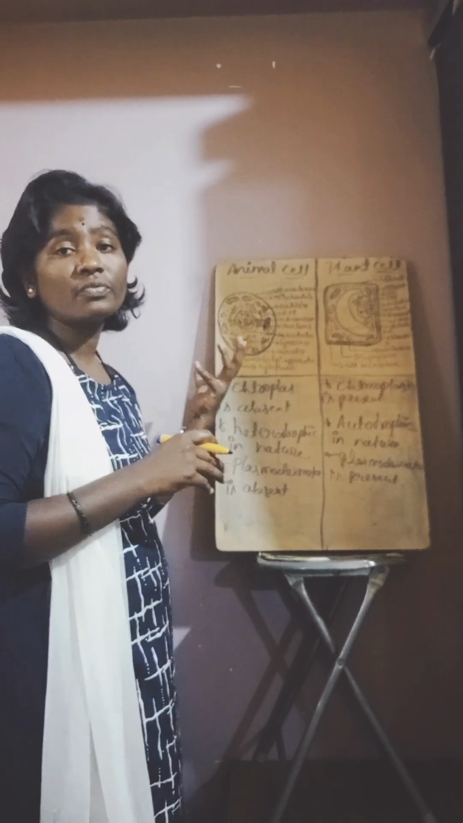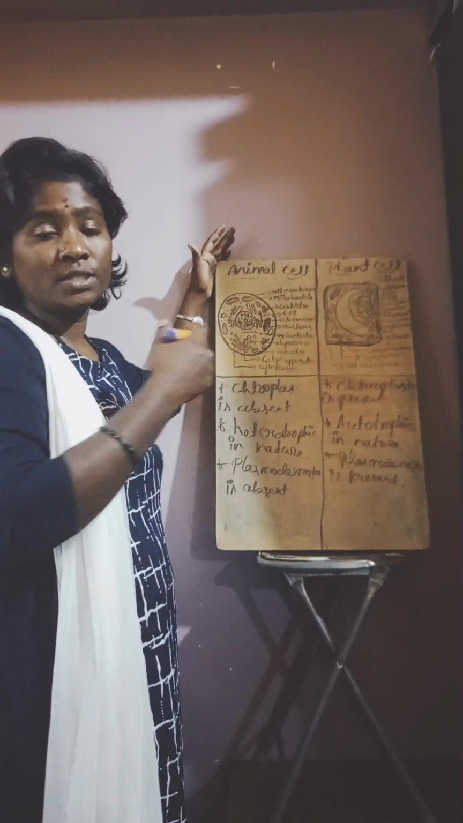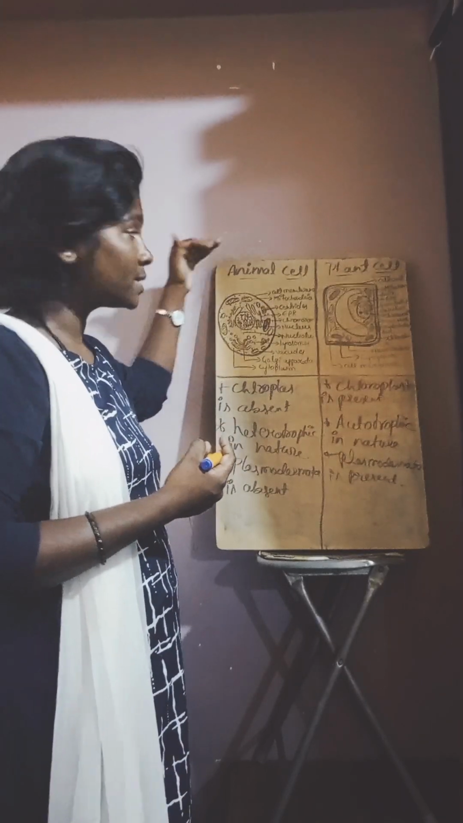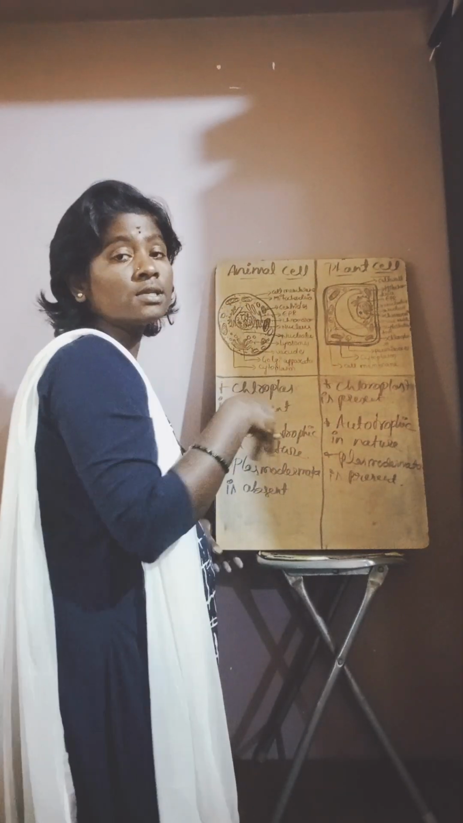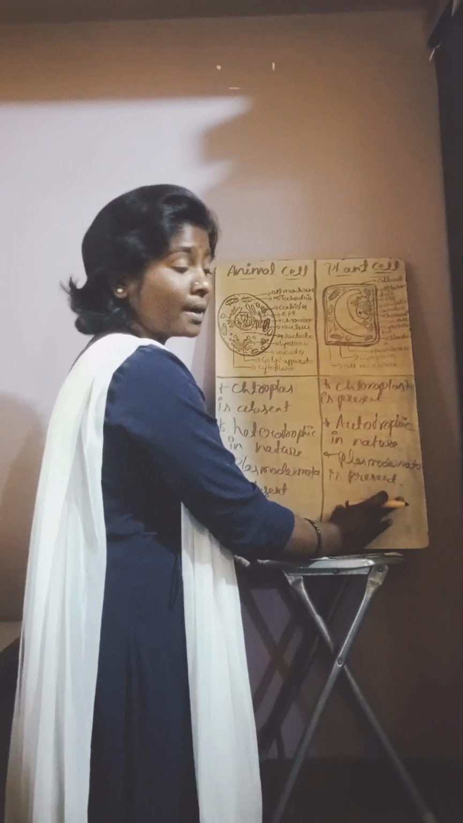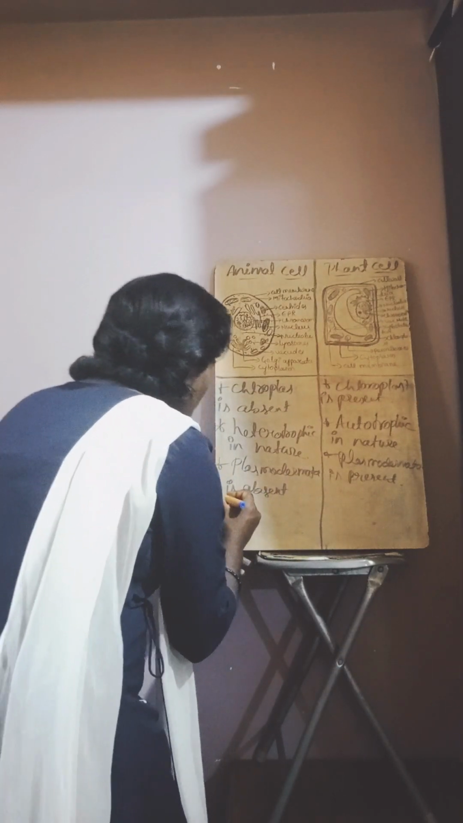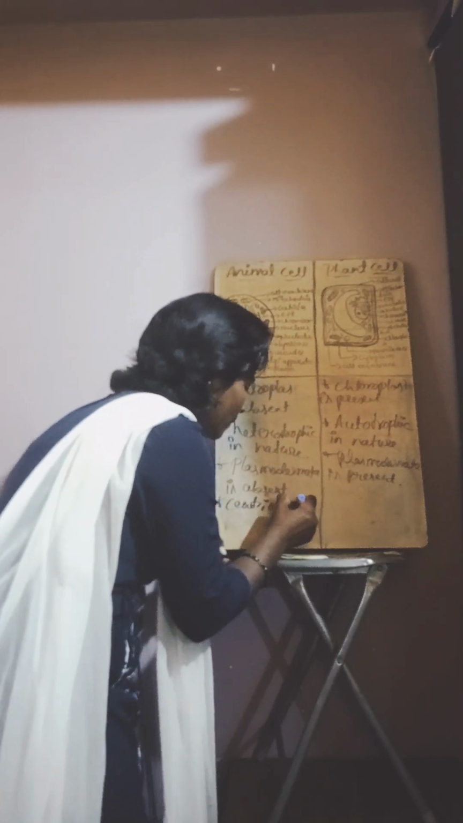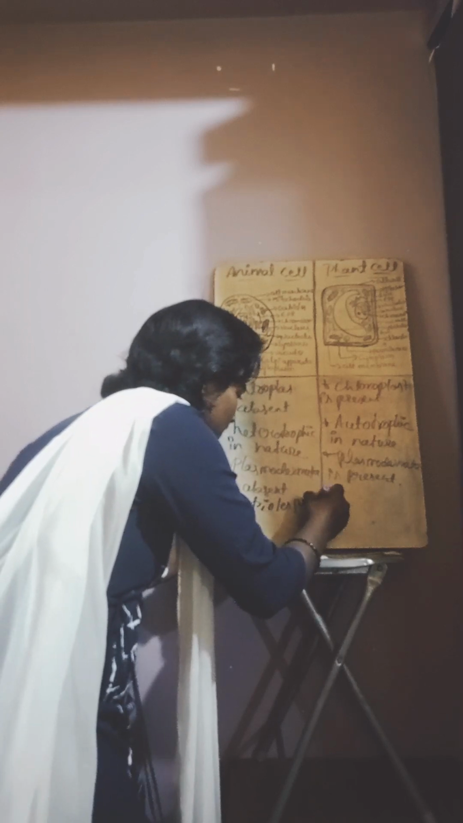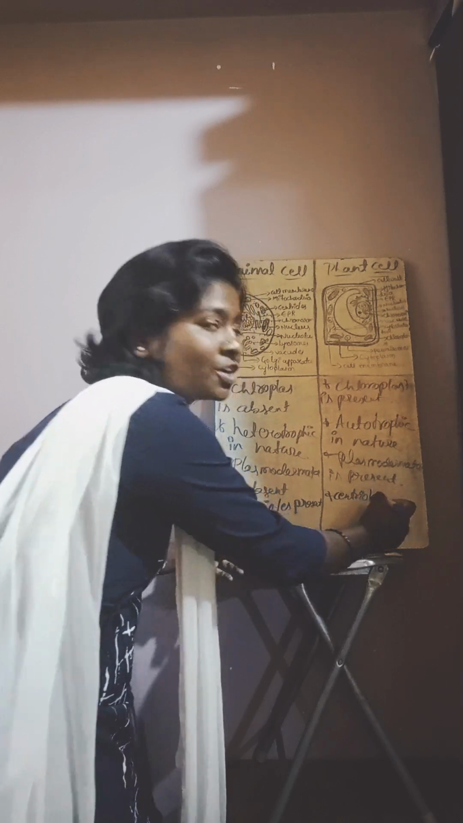And one more difference we need to observe, that is centrioles. Centrioles are the genetic portions. So centrioles are present in the animal cell only, but not in plant cell. In plant cells centrioles are absent, but plastids are present. Plastids are the membrane bound cell organelles. Here centrioles are present, and here centrioles are absent.